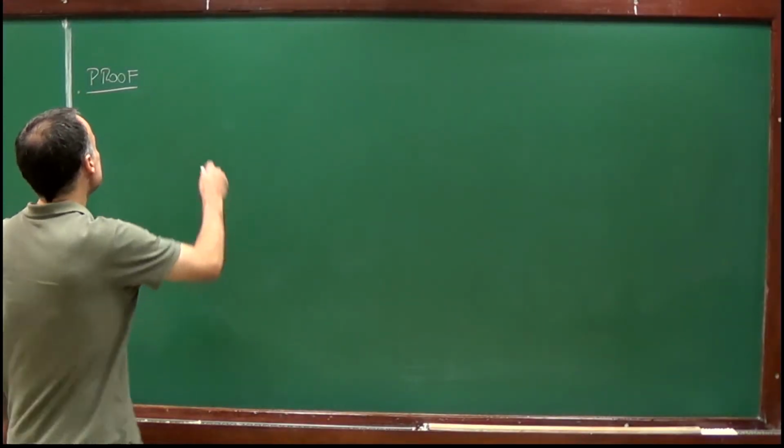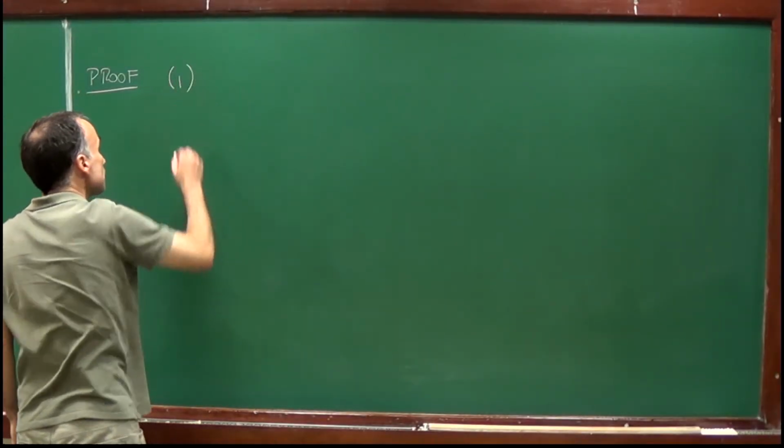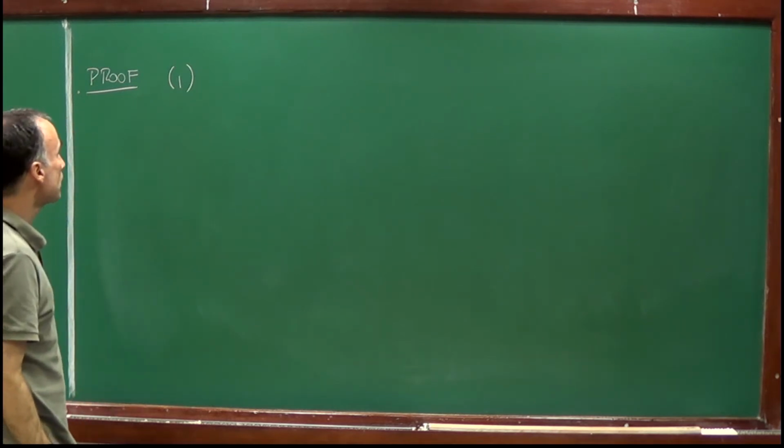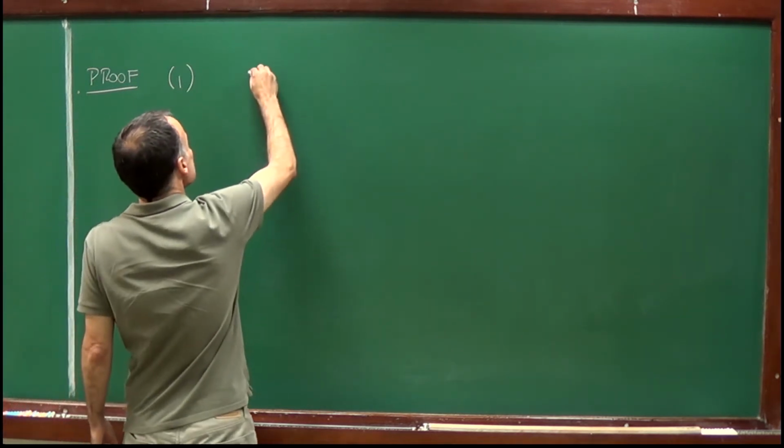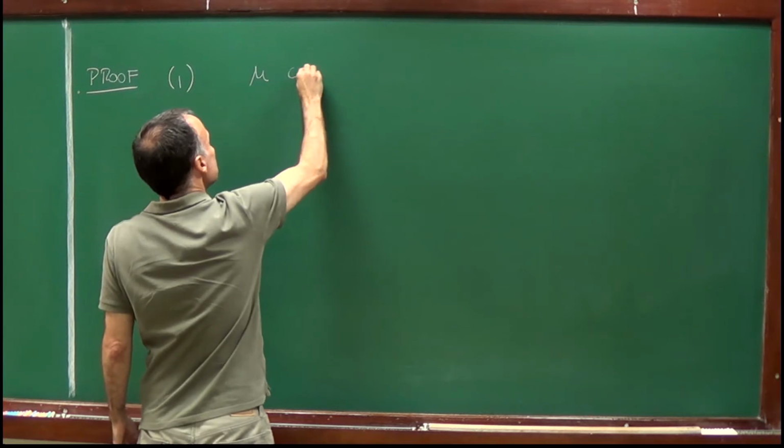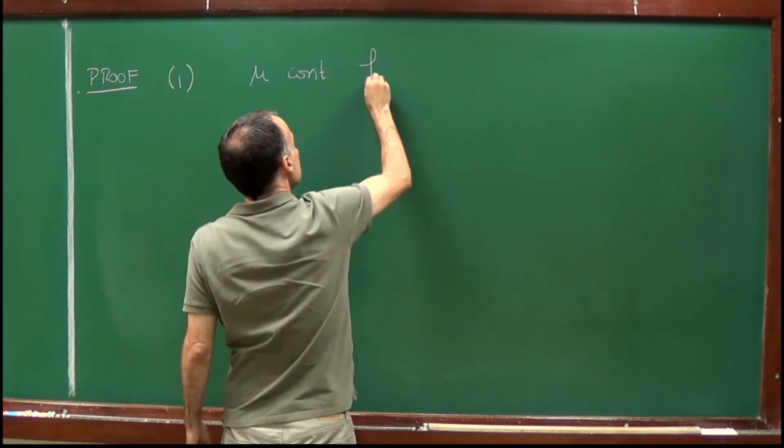Now let's prove the second assertion of 1, which is that, so I want to prove that mu is continuous from above.